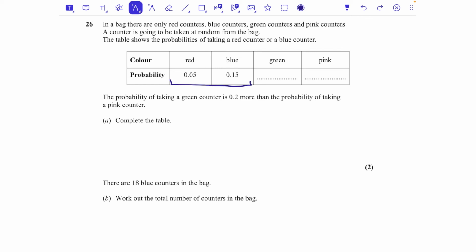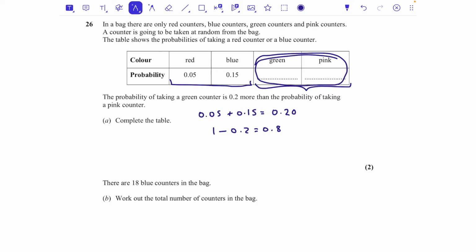So complete the table. So far, 0.05 add 0.15 adds up to 0.2 or 0.20, however you'd like to think about it. And so I know that between the green and the pink, I need to do 1 minus 0.2, which is 0.8. So if you had no idea, you just need to make sure that these two values add up to 0.8. That'll probably get you a mark. So making sure you've got two values there that add to make 0.8, but we need to make sure that the green is 0.2 bigger.